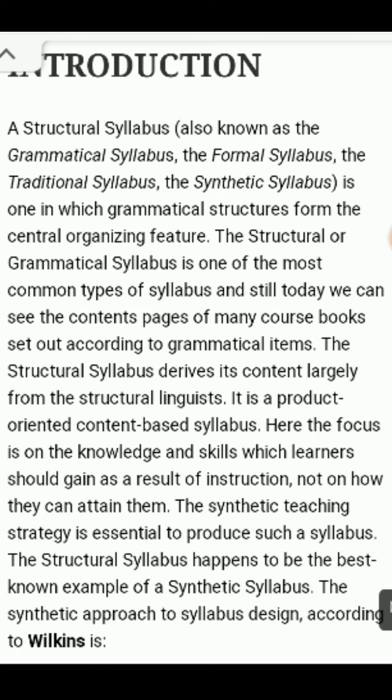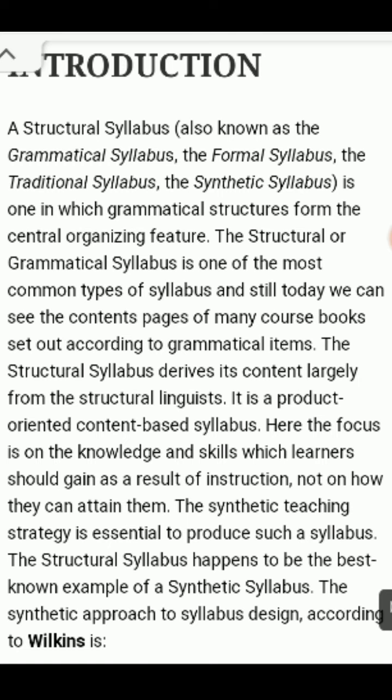The structural or grammatical syllabus is one of the most common types of syllabus, and still today we can see the contents pages of many course books set out according to grammatical items. Meaning that still it is in favor, it is in the market, and the syllabus designers are taking help from structural syllabus.